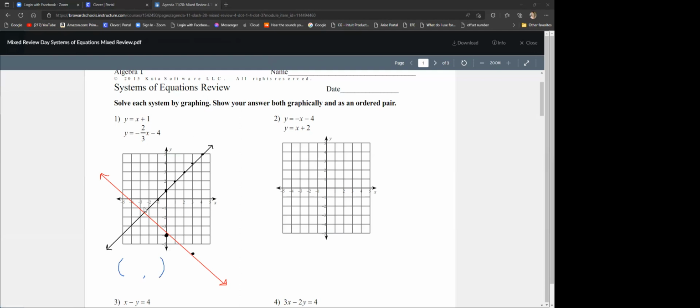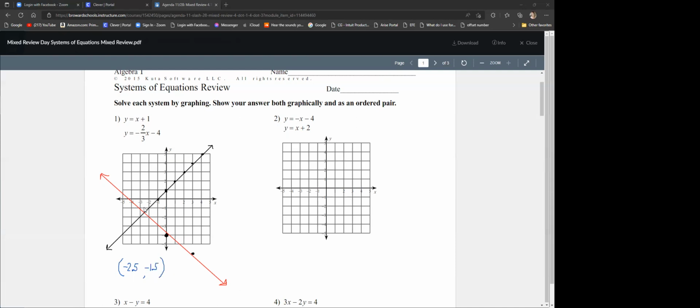About -2.5. What's the y? Isn't it the same? No, like -1.5. Yeah, -1.5, about that. There's your... Okay, so this is -2.5, -1.5. There's your solution. So look what it says.